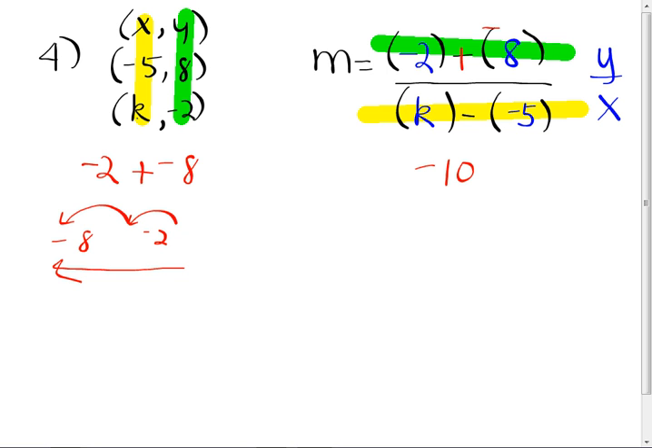It was a -2 minus a +8. And what do we do with subtraction? No, we change them to their opposites. Subtracting is adding the opposite. That's right, plus a -8. So it's -2 and -8. If you don't believe me, use a calculator.